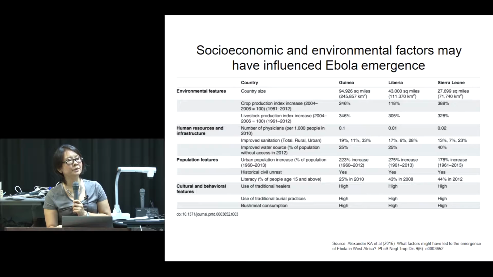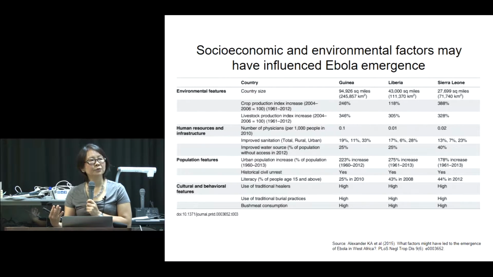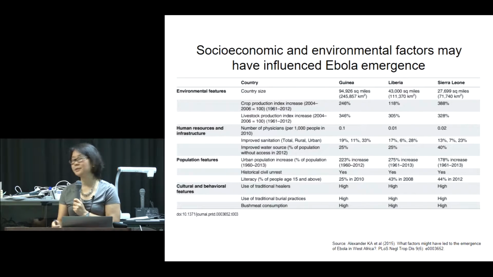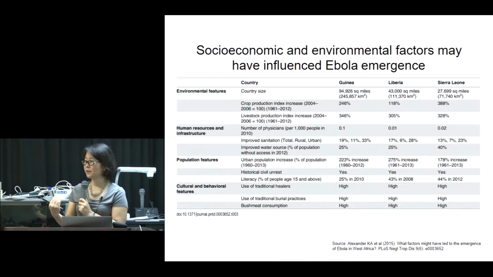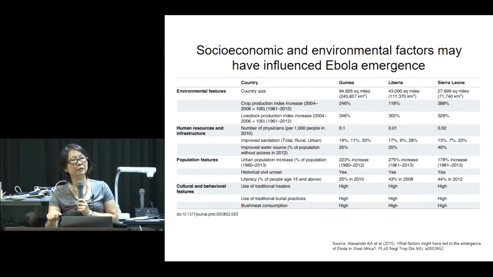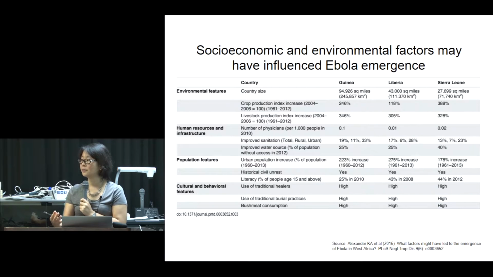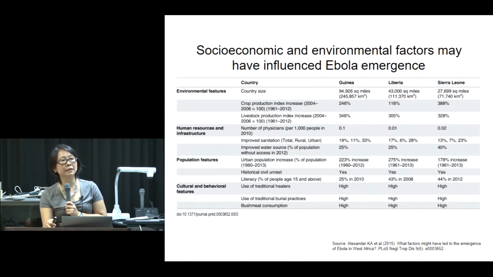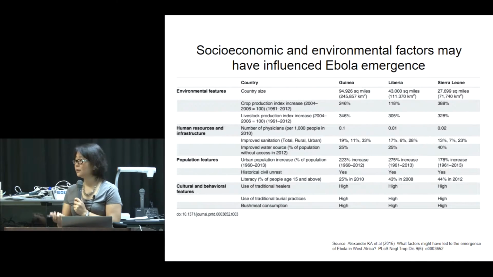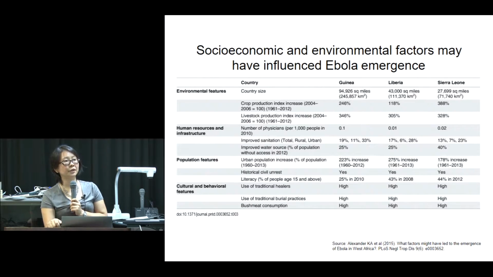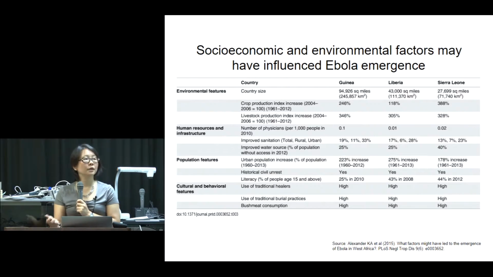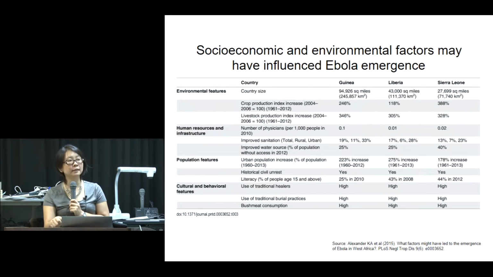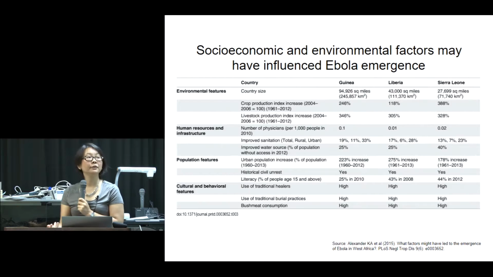Improved sanitation, if we see how improved sanitation for these countries, only 19% for Guinea, 13% for Sierra Leone. And you can see also how dramatically different it is if we see the rural and the urban. Here in Sierra Leone, improved sanitation in rural areas is only 7%, whereas in urban settings is 23%. Also, improved water source for these countries, all of them less than 50% have improved water source, and as little as 25% for Guinea or Liberia.